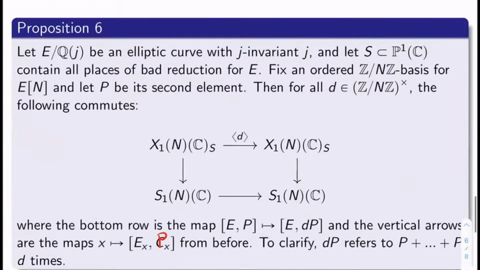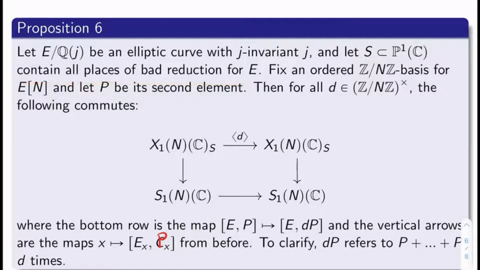All right, so we're going to look at the second major result of today, proposition 6. This is going to tell us how to think of the diamond automorphism, not just Galois theoretically, but actually moduli theoretically. So let E over Q(j) be an elliptic curve with j-invariant j. Again, just think universal elliptic curve if you like. Let S be a subset of the complex projective line containing all places of bad reduction.